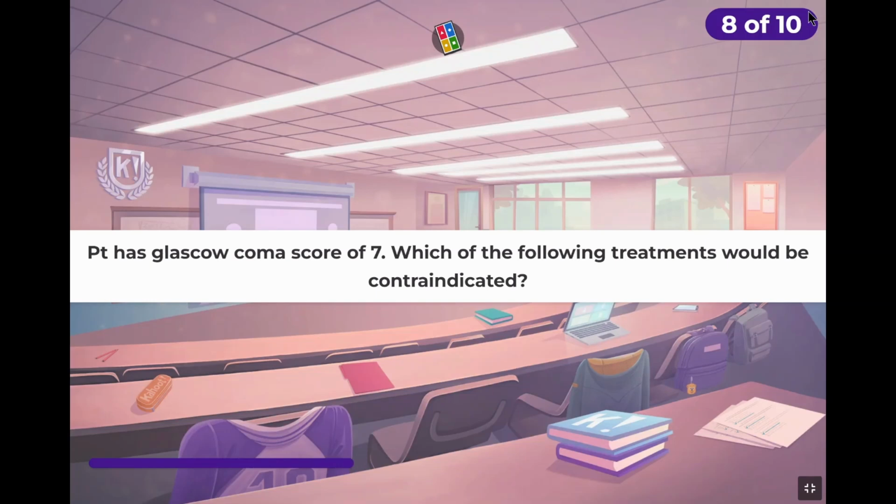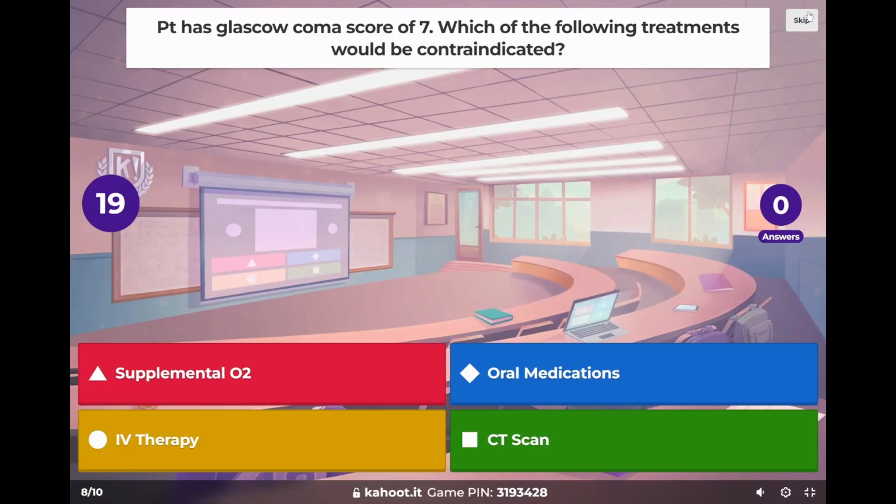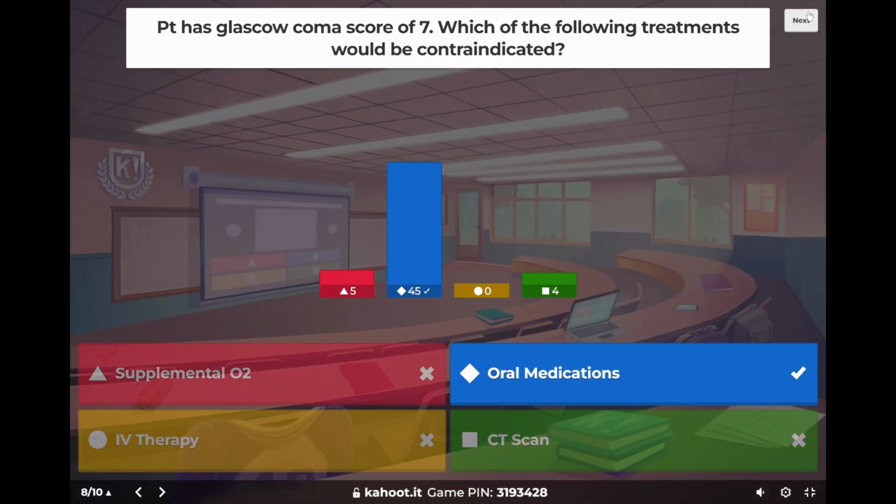Okay, the patient has a Glasgow coma scale of 7. Which of the following treatments are contraindicated? Okay, what's the magic number to remember for this one? 8. Okay, below 8, intubate essentially, but below 8, you can't give any oral medications. They are not alert enough to be able to even swallow that stuff, so you can't give any orals.